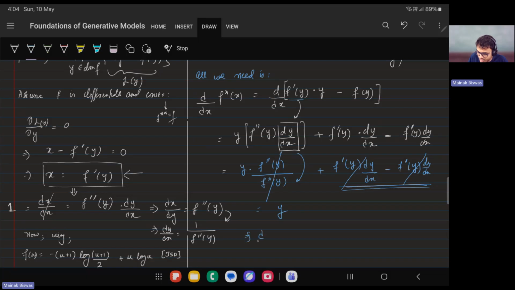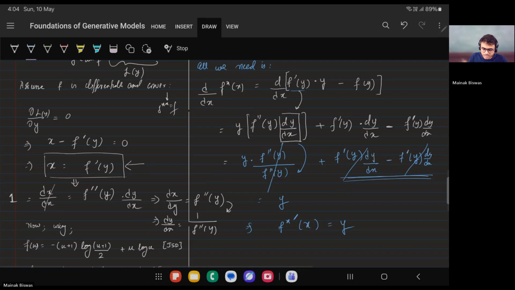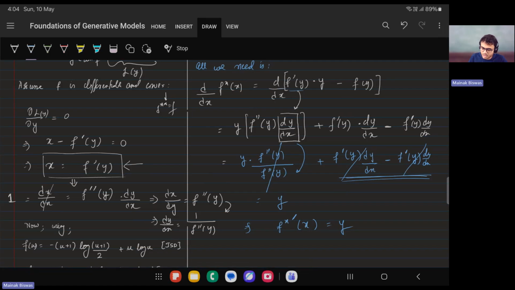which means d/dx of f star, or we can just write f star dash x, is equal to y. And what is y? If you recall, this value of y is nothing but f dash.